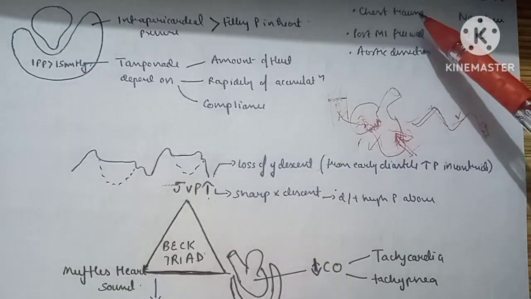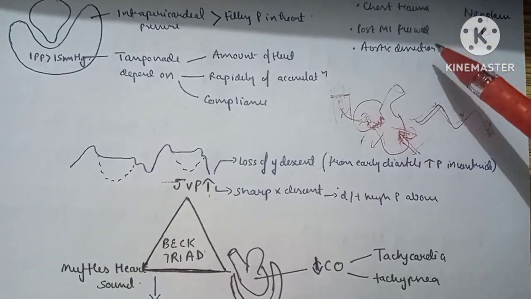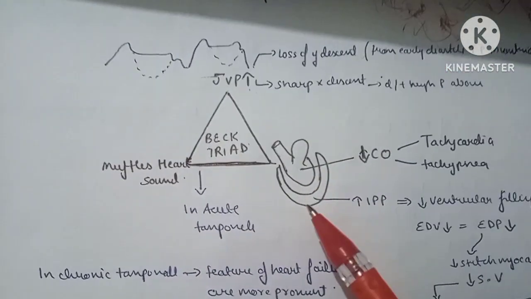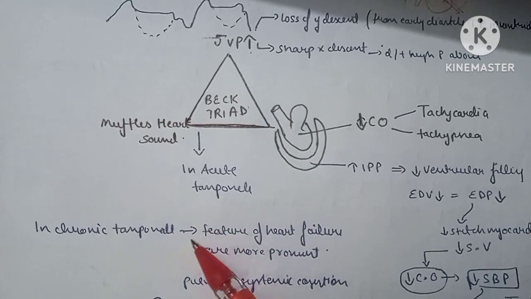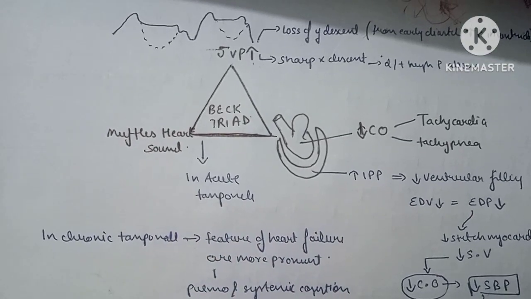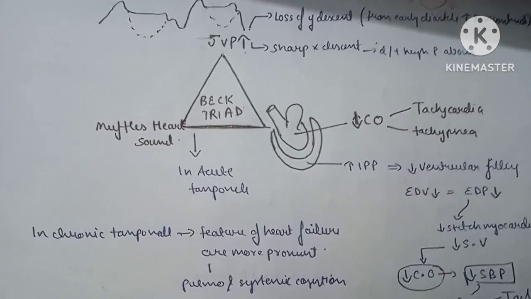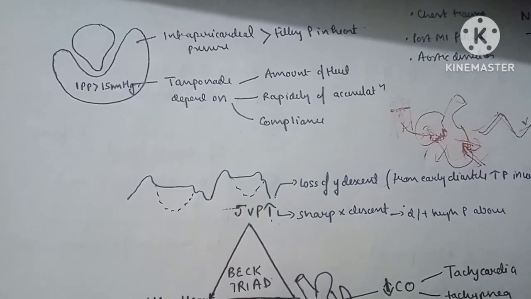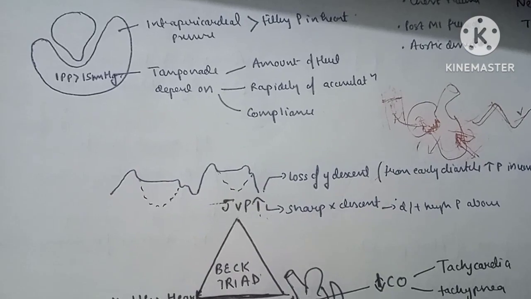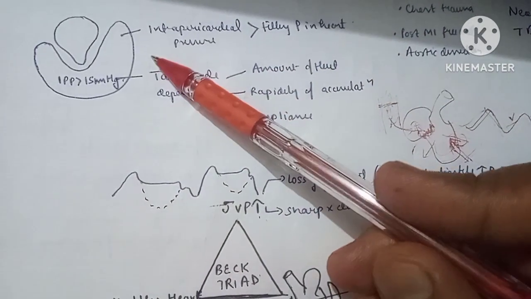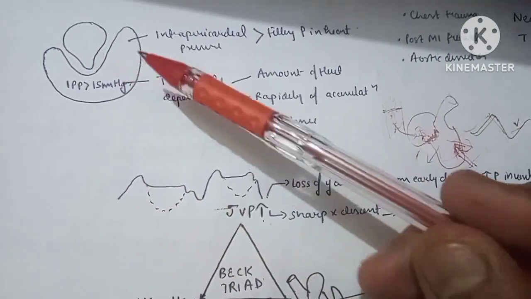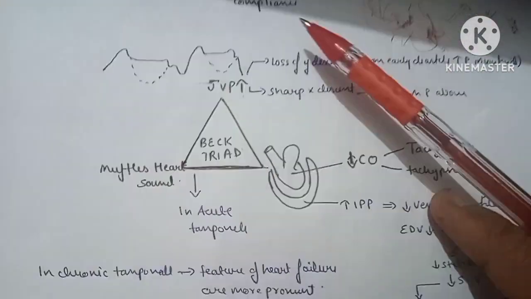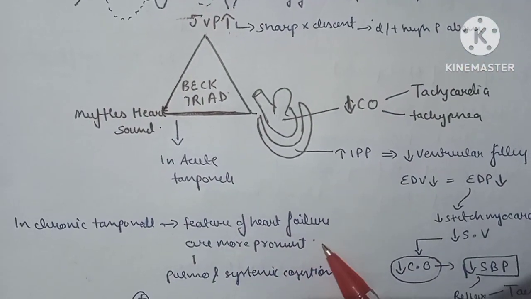A patient developing a tamponade following chest trauma, post-MI free wall rupture, or aortic dissection will present most of the time with Beck's triad. But in case of chronic tamponade, the patient will have features of congestion on both sides, systemic as well as pulmonary. This is because the heart is going into ejection failure. Because of this intrapericardial pressure rise, later on the patient will have congestion on the pulmonary as well as the systemic side, and will manifest with a lot of symptoms.